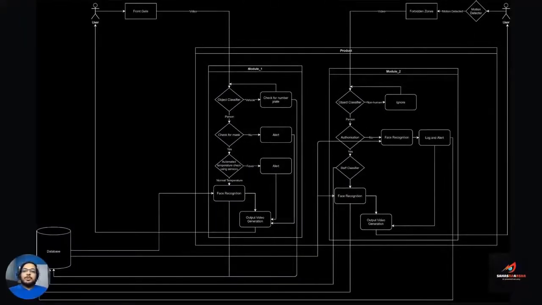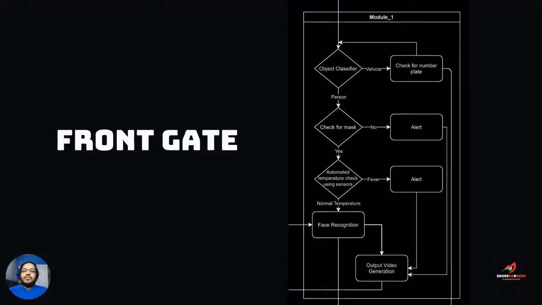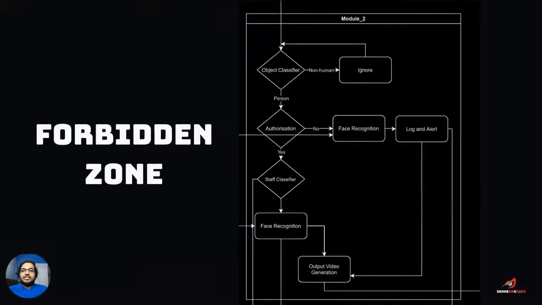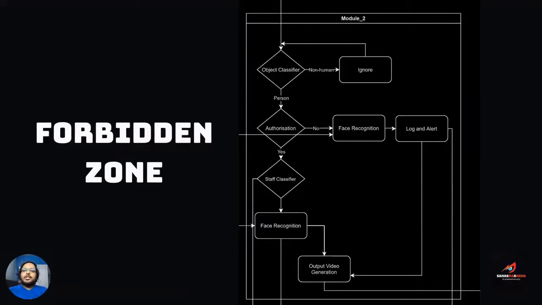This is the big picture of the complete product as a flowchart. In the front gate, the person is checked if they are wearing a mask and their temperature is found out using thermal imaging. Face and vehicle number plate information are automatically recognized and stored in the database. In the forbidden zone, as soon as a person is detected, it is logged in the database and face recognition is also performed if possible.